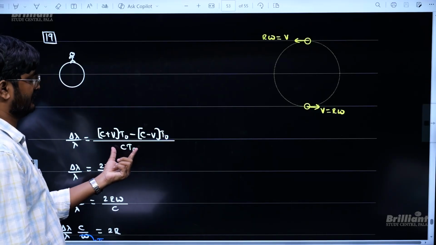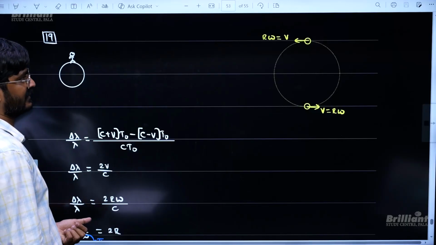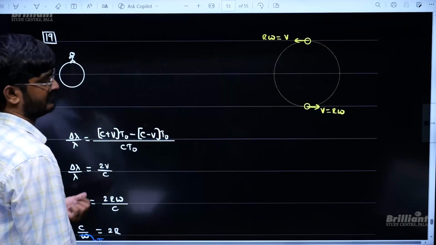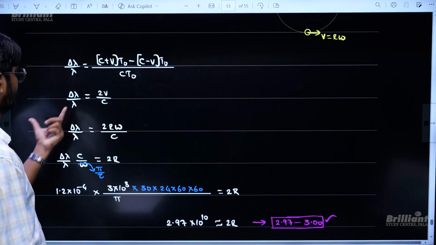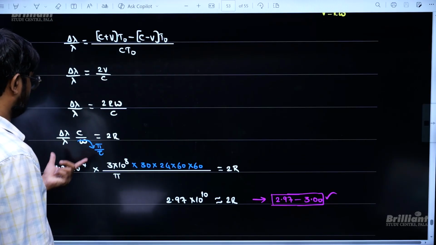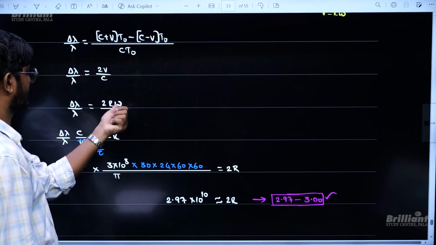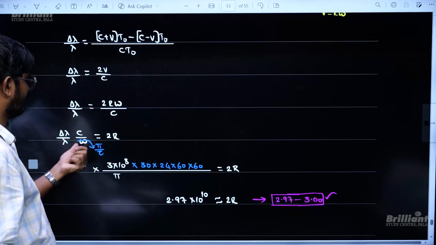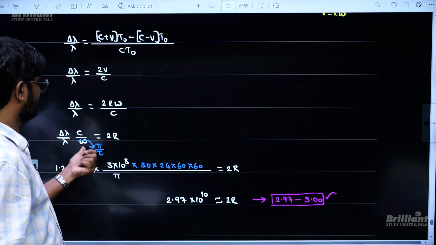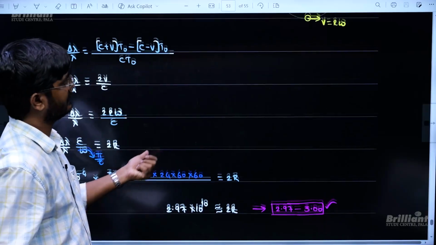The actual wavelength change is given by v by c times lambda naught, where c is the speed of light and v is the velocity of star. So we need to calculate this value. Okay, so v is r omega, but they are asking you to calculate 2r. 2r is going to be delta lambda by lambda times c by omega. How will we find omega?